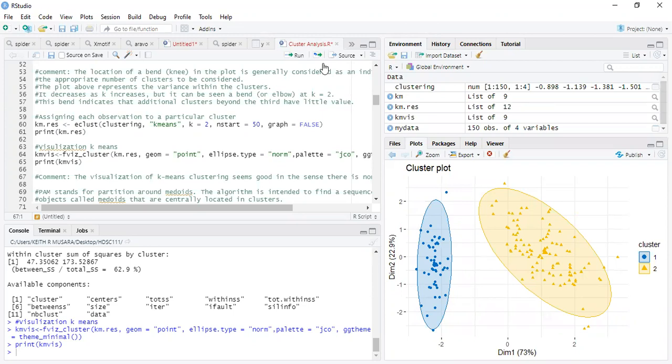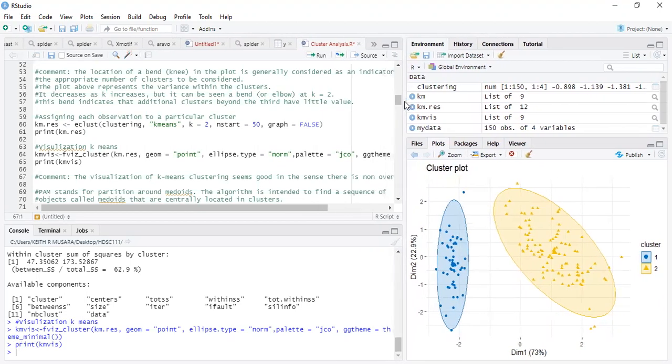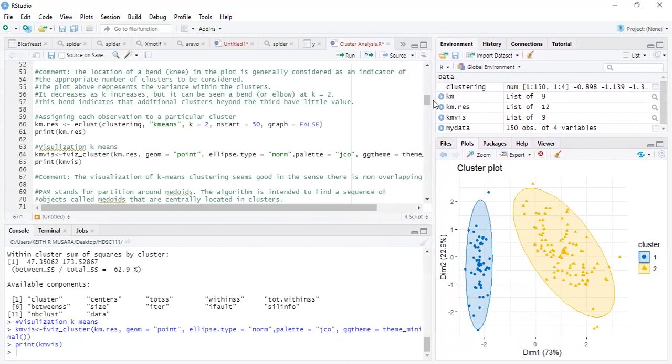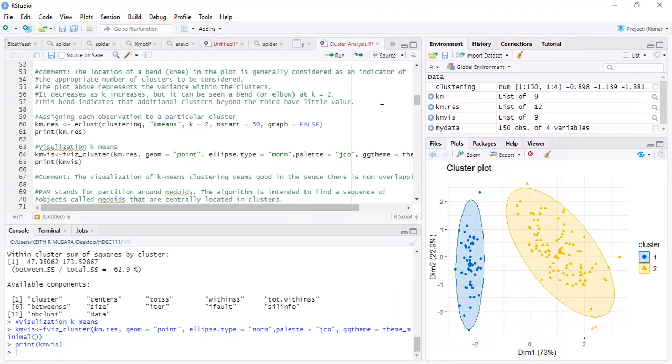So you're going to implement different methods. Right now we've applied the k-means, right? So based on the k-means, we are saying the visualization of the k-means seems good in the sense there is no overlapping. So if you choose k equals 2, there is no overlapping. When you choose k equals 3, there is what? There is overlapping. So we would be able to argue on the basis of that.